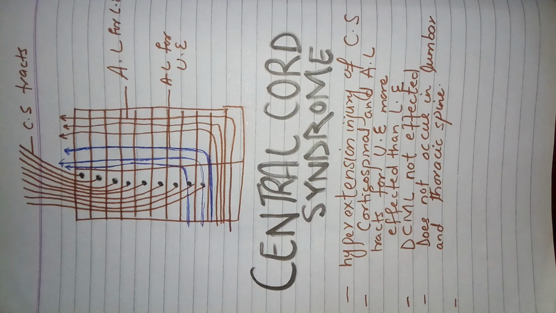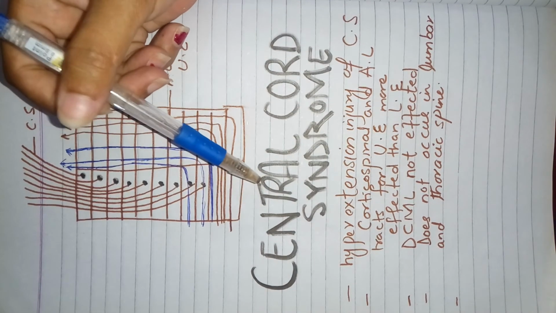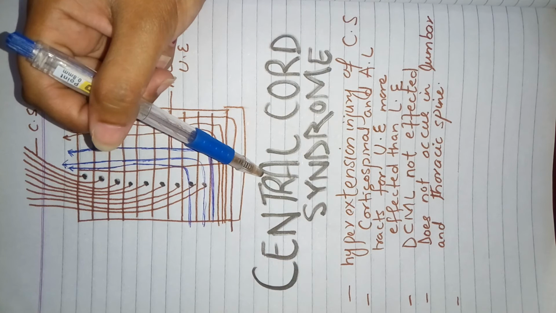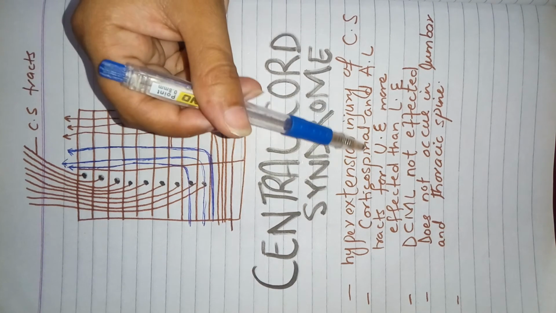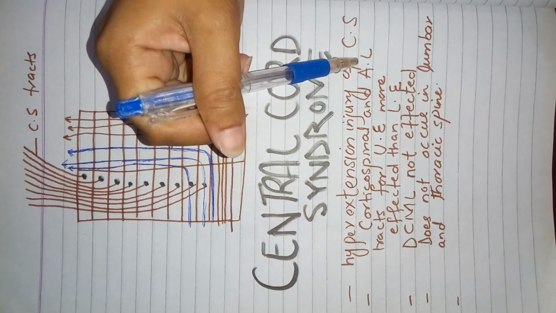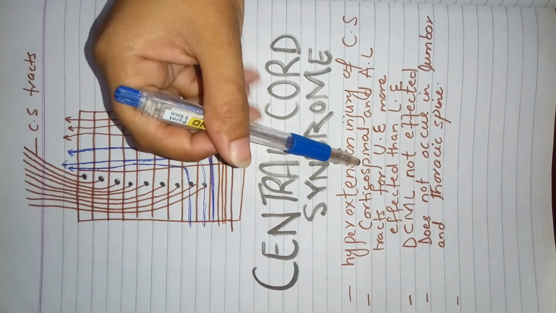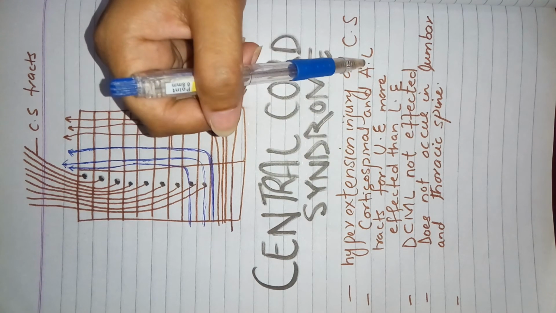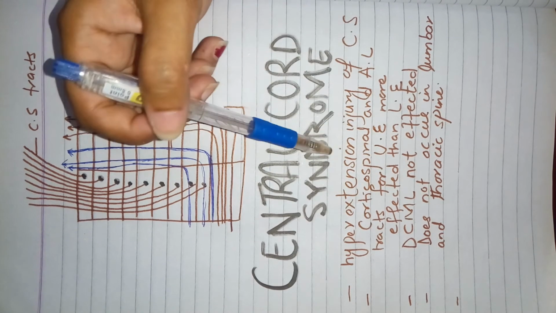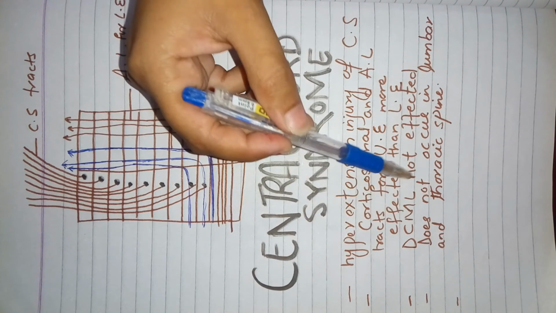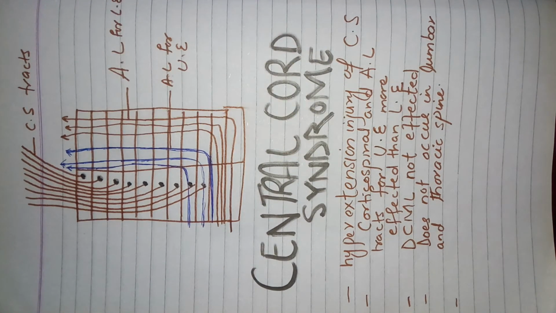Now, central cord means it will affect the structures present in the center of the spinal cord. Which structures are mainly present in the center? Again, in the center, anterior, there are the corticospinal and anterolateral spinothalamic tracts. Corticospinal results in weakness or paralysis, and the anterolateral spinothalamic tract results in loss of sense of pain and temperature. Similar to the anterior cord syndrome, DCML tracts will not be affected. Dorsal column medial lemniscal system tracts will not be affected.